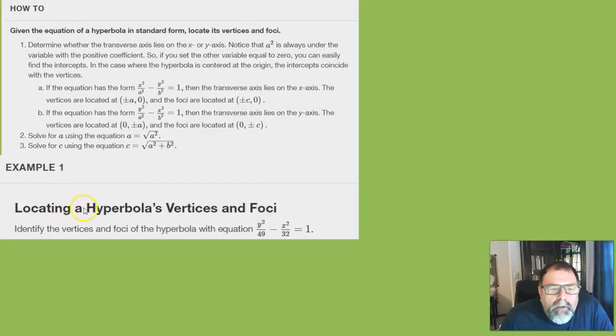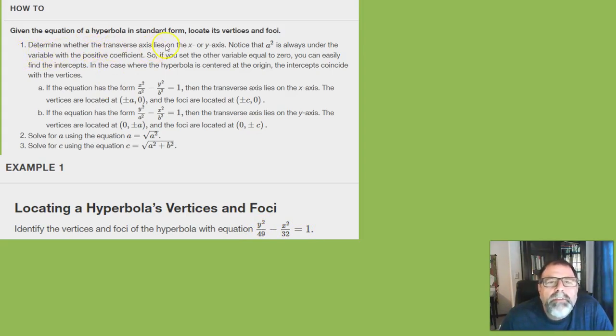All right, example 1, locating a hyperbola's vertices and foci. Identify the vertices and the foci of the hyperbola with equation y squared over 49 minus x squared over 32 equals 1. All right, so let's look at the technique.